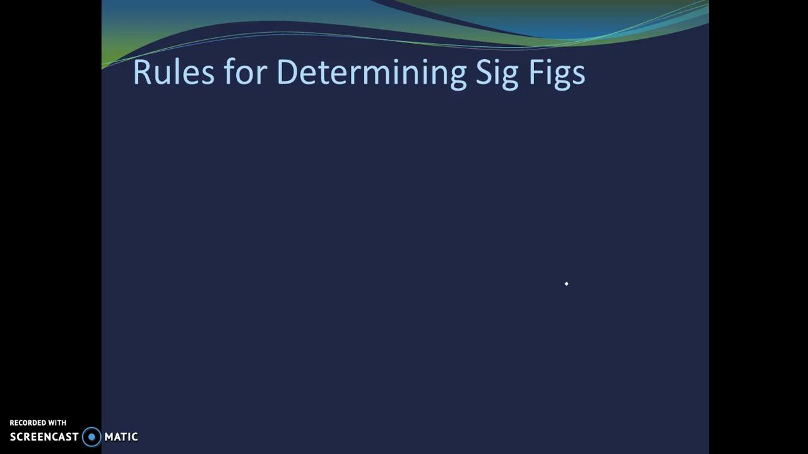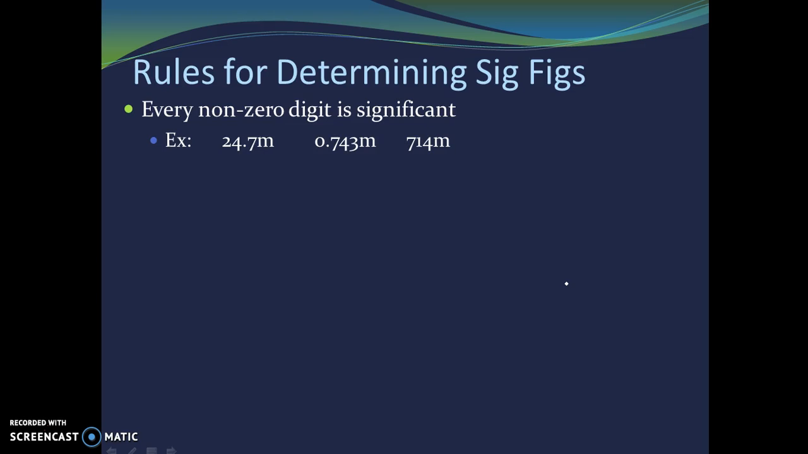So, rules for determining significant figures. If it is a non-zero digit, then it is significant. So 24.7: 2 is non-zero, 4 is non-zero, 7 is non-zero. So this measurement has 3 significant digits. For this next one, this is a 0, so we're not going to count that guy. The 7, the 4, and the 3 are all non-zero, so this has 3 significant digits. 7, 1, 4, they are all non-zeros. They are not a 0, so they are significant. So that one has 3 significant digits.